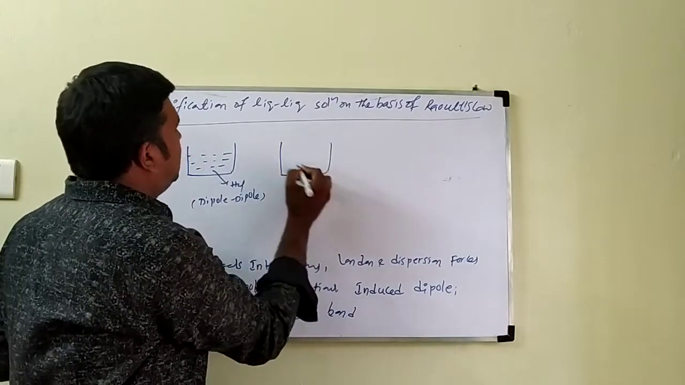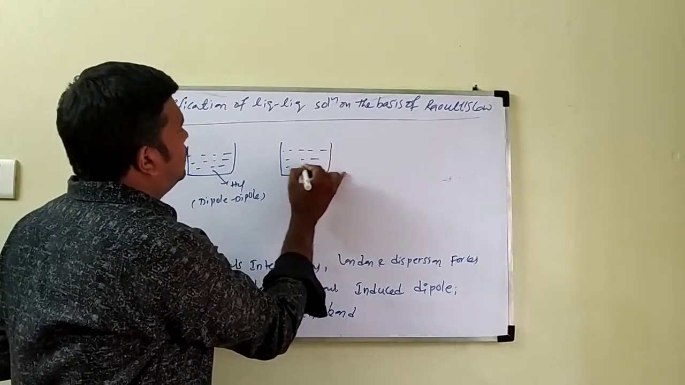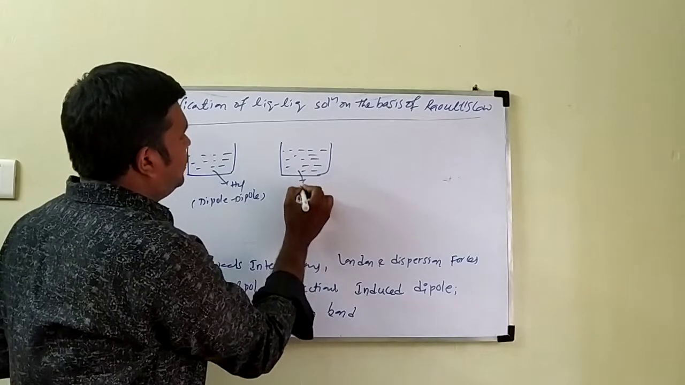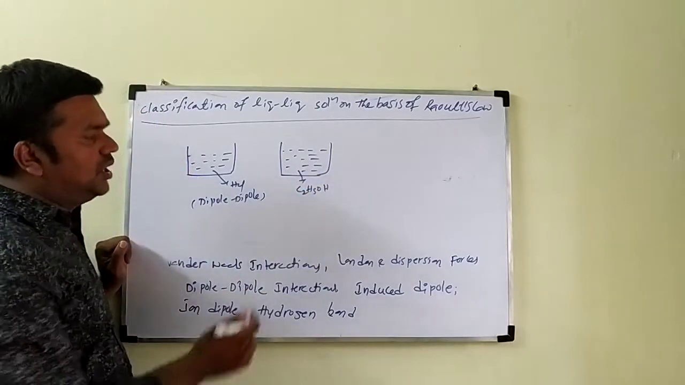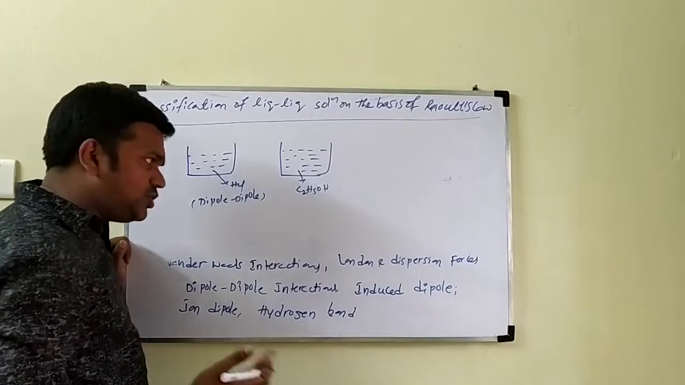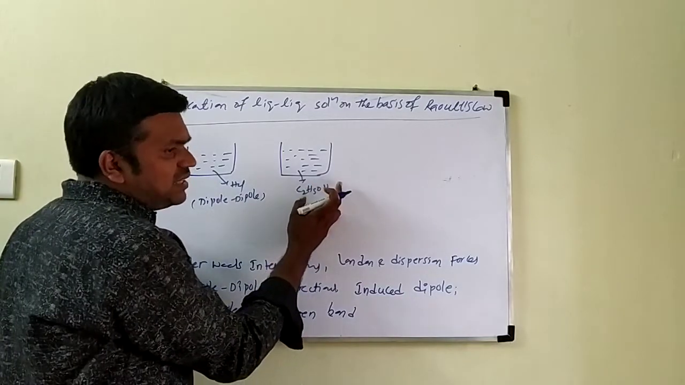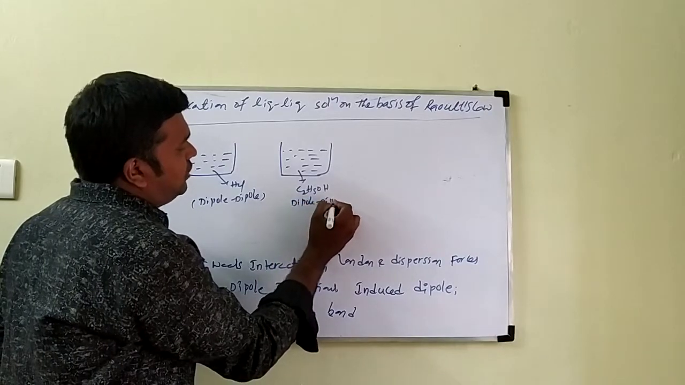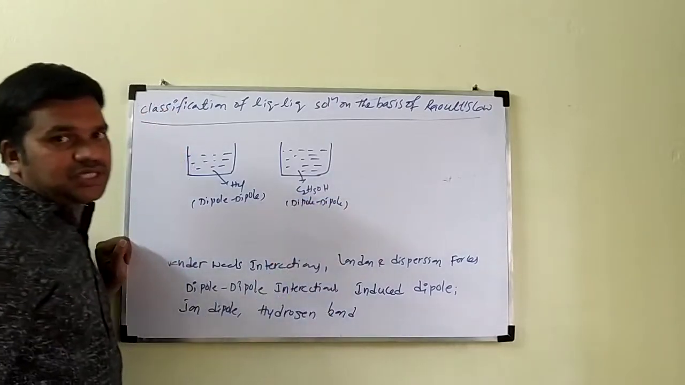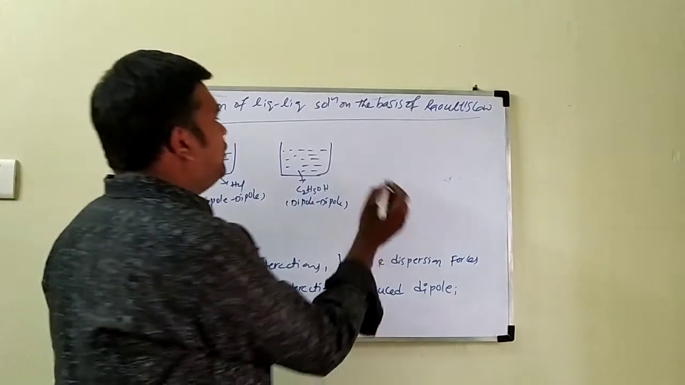Now you are taking alcohol. Suppose you are taking C2H5OH. This ethyl alcohol can also dissociate into C2H5O minus and H plus. Here also we have dipole forces. Now we are mixing these two.